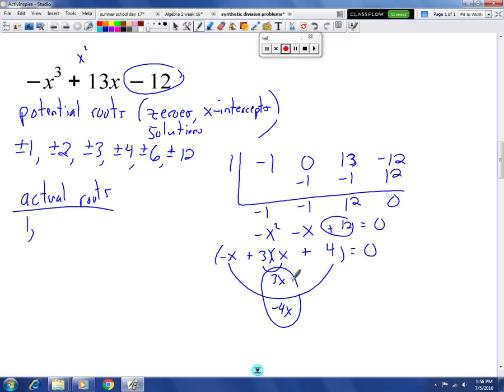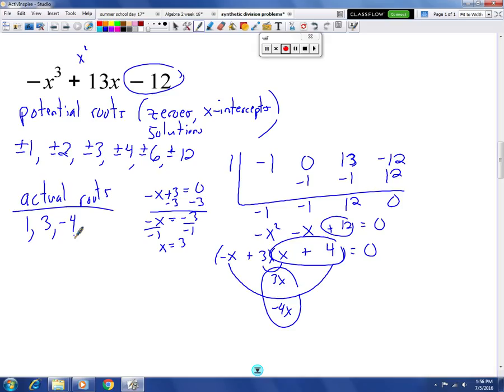Okay, so if I set negative x plus 3 equals 0, I would subtract 3. I'm trying to find my roots now, and divide by negative 1. And so positive 3 is another root. Alright, this one is easy. x plus 4 equals 0. I got a negative 4. So there's my 3 roots.